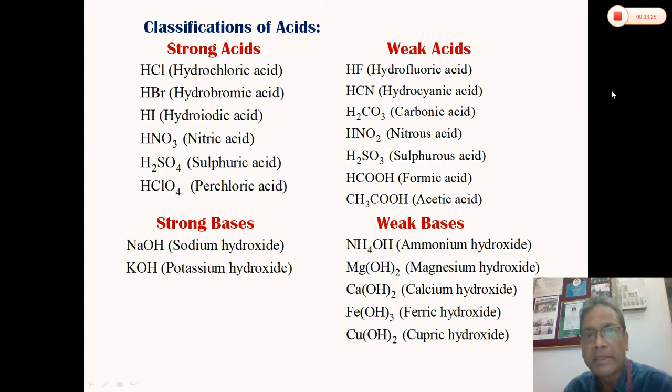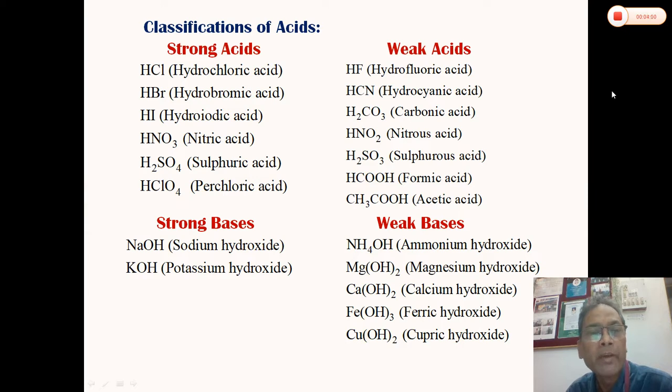Now, acids and bases are classified depending upon their strength. They are classified as strong and weak. For example, here I have quoted some strong acids: hydrochloric acid, hydrobromic acid, hydroiodic acid, nitric acid, sulfuric acid, and perchloric acid. These are the strong acids. And the weak acids are hydrocyanic acid, carbonic acid, nitrous acid, sulfurous acid, and all organic acids, for example, formic acid and acetic acid.